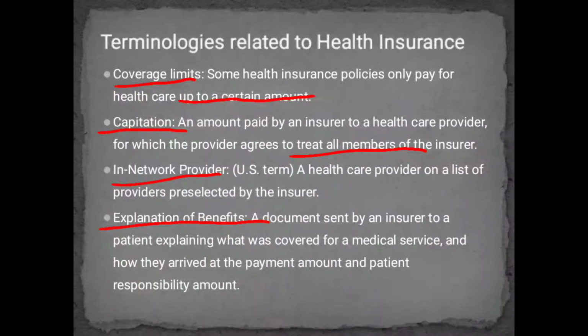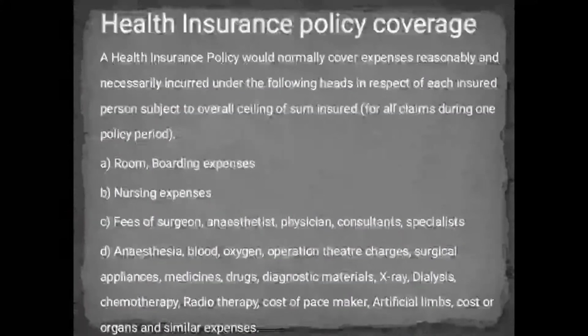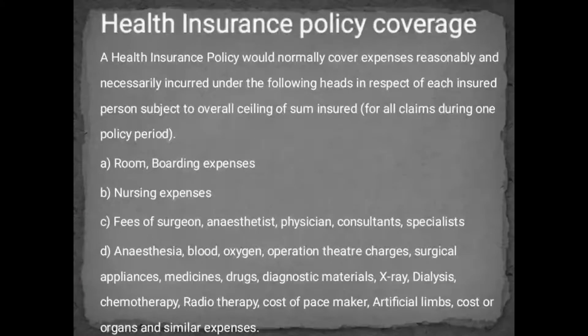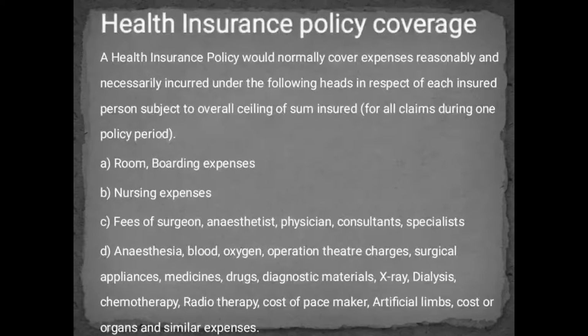So these are the terminologies of health insurance. Now we will move on to what a health insurance policy covers. A health insurance policy would normally cover expenses reasonably and necessarily incurred under the following heads in respect of each insured person, subject to the overall ceiling of the sum insured for all claims during one policy period.